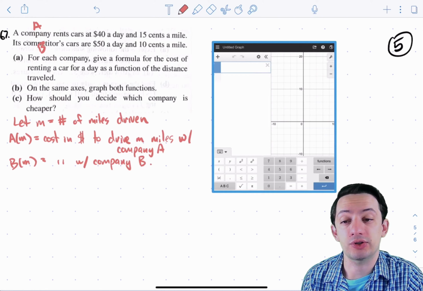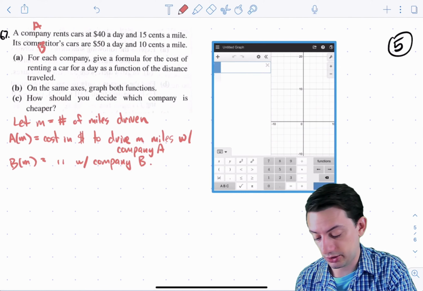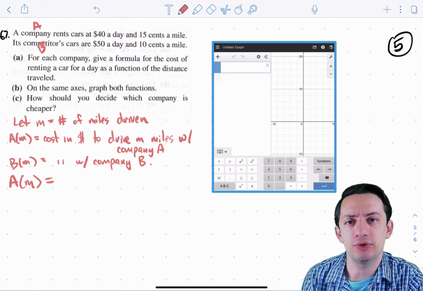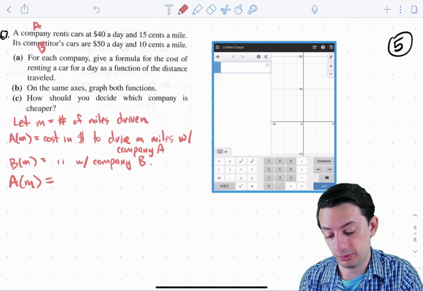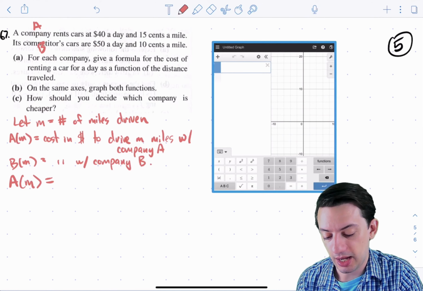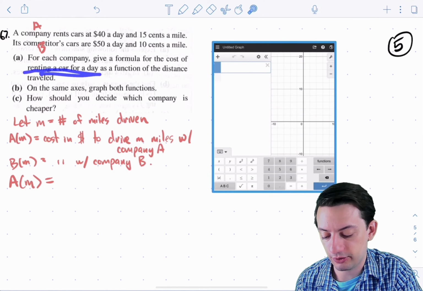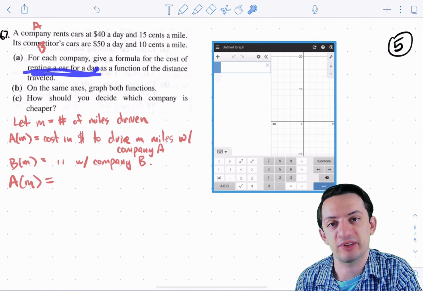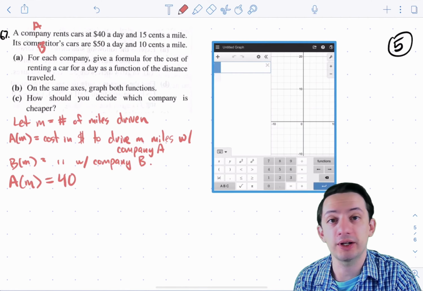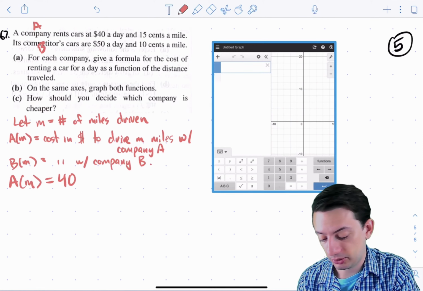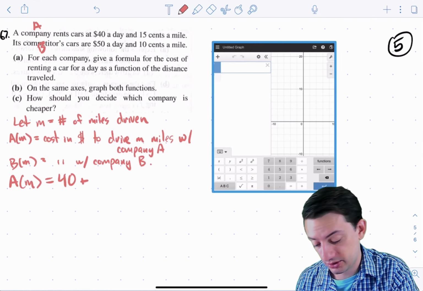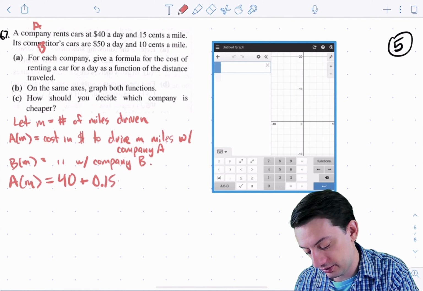Okay, now we can write our functions. And these are just going to be nice lines. It starts with A of M. So what is the cost if you drive 0 miles? Well, the problem says that there's an initial cost of $40 a day. And by the way, we're assuming that you're renting the car for a day. So we're not calculating this in terms of like a variable for the number of days you have it. We're assuming you have it for 1 day. So you pay $40 for the day plus 15 cents a mile. Now this is 15 cents, not $15. So that means we need a 0.15 M.